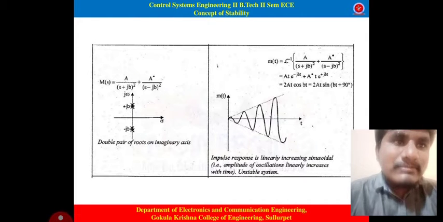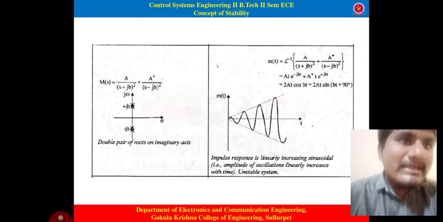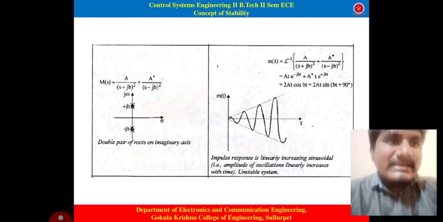See one more example. In the previous case, we have taken complex conjugate roots, but only one root at one place, but we have taken double roots in this particular example. That time we will be getting m of t as 2at cos function. Okay, that time we are getting a cos, but it is multiplied by t. So as t increases, the function will be increasing.